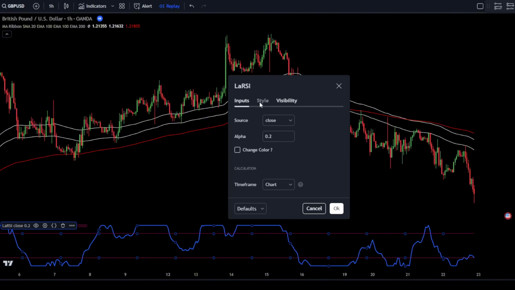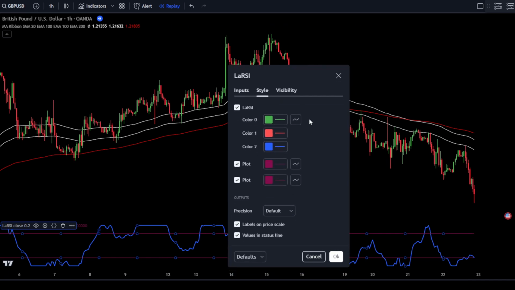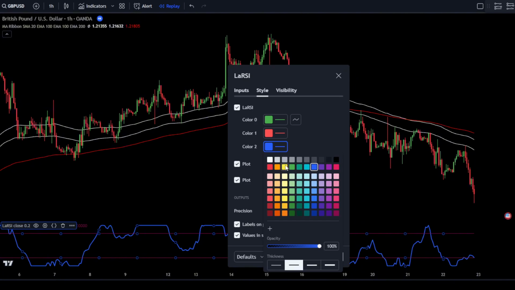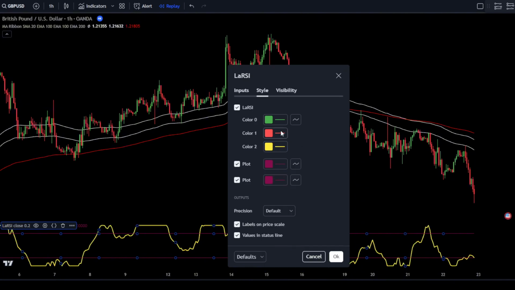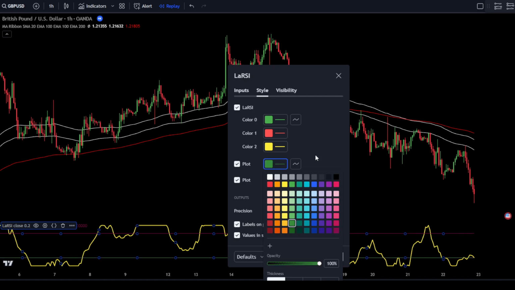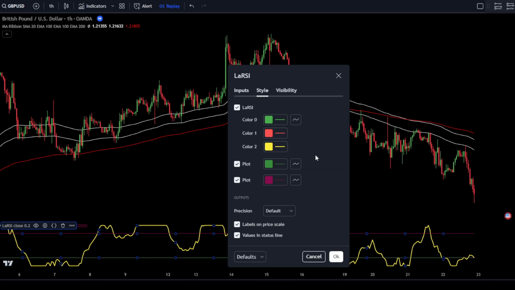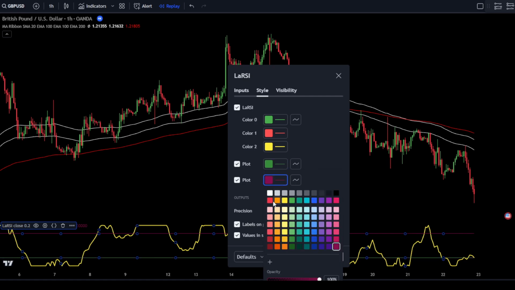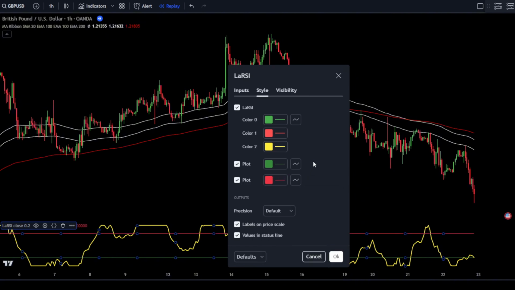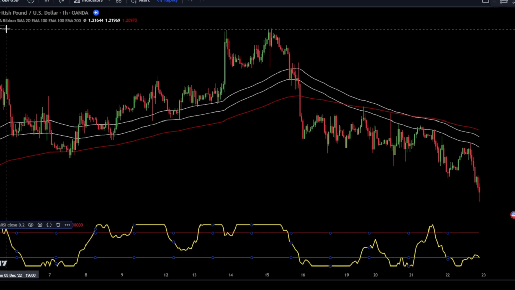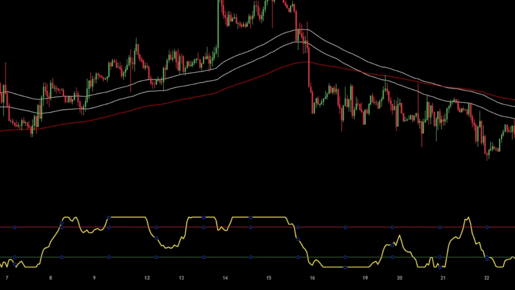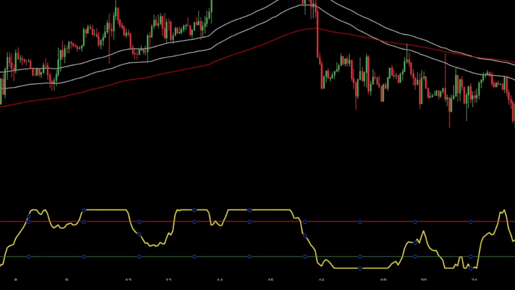Then, go to the Style tab. In the Style tab, change the color of the second tab to yellow. After that, set the color of the first plot to green. Finally, change the color of the second plot to red. Once you're done, click OK to save the changes. This Laguerre RSI indicator will be used as a guide for placing entries in the market.